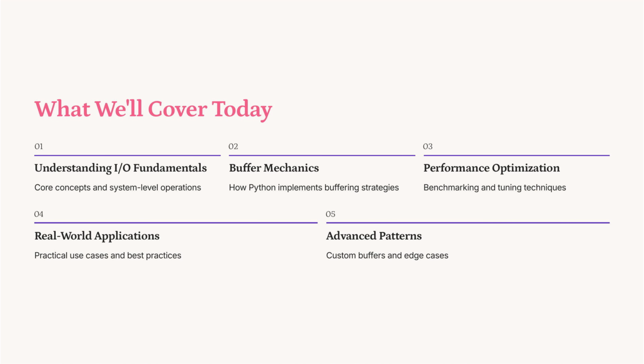Buffering in Python optimizes I/O by reducing system calls. It accumulates operations in memory, minimizing context switching overhead. This efficient batching enhances throughput and resource utilization, crucial for high-performance applications. Understanding these mechanics allows developers to fine-tune performance, ensuring optimal system efficiency and responsiveness.